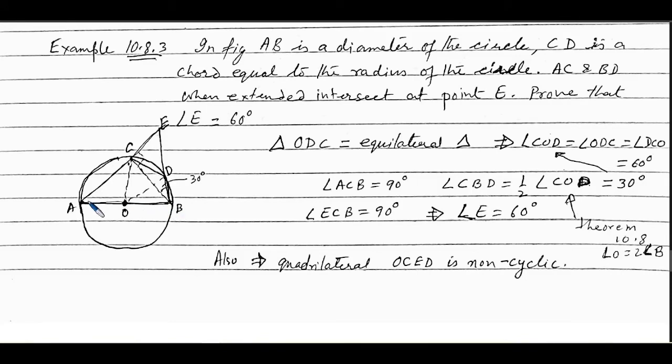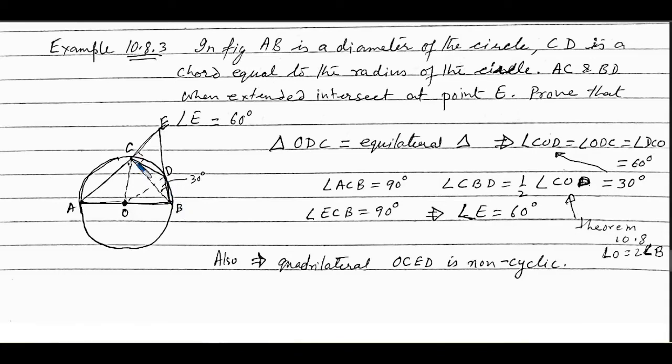Okay. So we have seen that the angle subtended at the center will be twice the angle subtended at the circumference. If I subtend this line AB, it will be half. So since this is 180, this will be 90, which we have proved for a semicircle. So angle ACB is 90 degrees, and this is angle CBD.